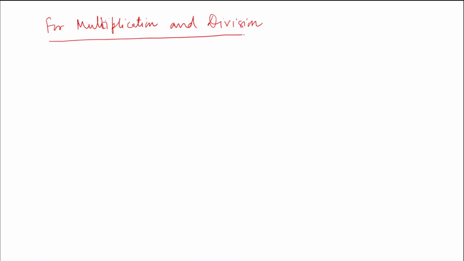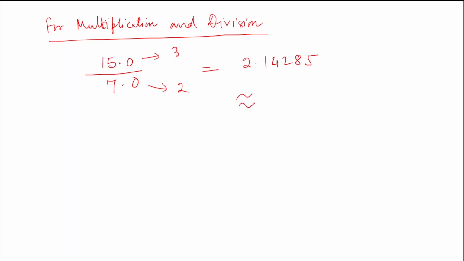Now let us come to the other operation, multiplication and division. So multiplication और division में क्या करना है? Let us take the example 15.0 divided by 7.0. 15.0 में कितना significant digit है? 3. 7.0 में number of significant digit is 2. Now the answer is 2.4285. Now उसको round off करना है, but कहाँ तक round off करना? Answer क्या होगा exactly? Up to 2 significant digit.